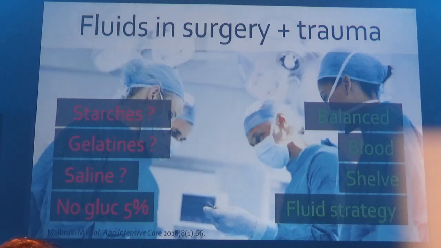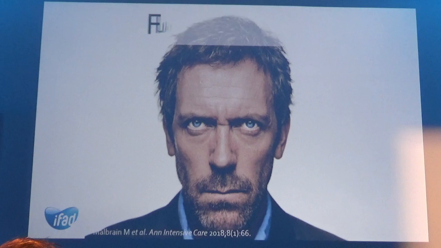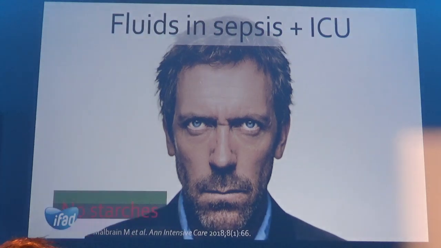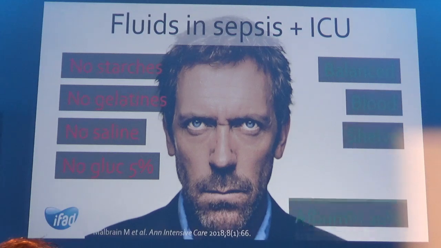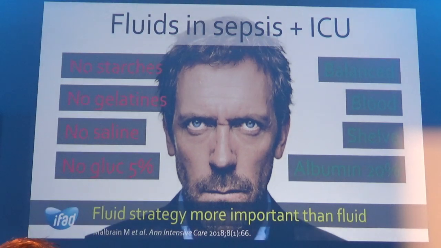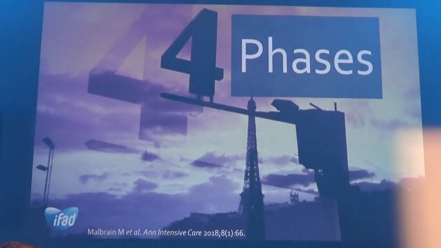So how to deal in general with fluids in surgery and trauma? It's probably better to give balanced solutions or blood when needed. Shelf life may be important, and it probably all comes down to fluid strategy rather than the actual fluid that has been given. And the same holds true in sepsis in the ICU. We should not give starches or gelatins, no saline, probably not. No hypotonic solutions to resuscitate. And maybe there may be a place again for balanced solutions and albumin, as we learn through this meeting.